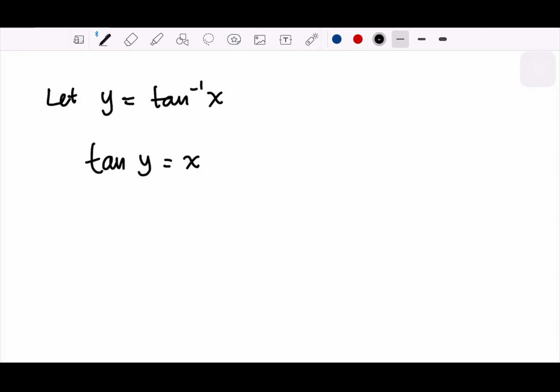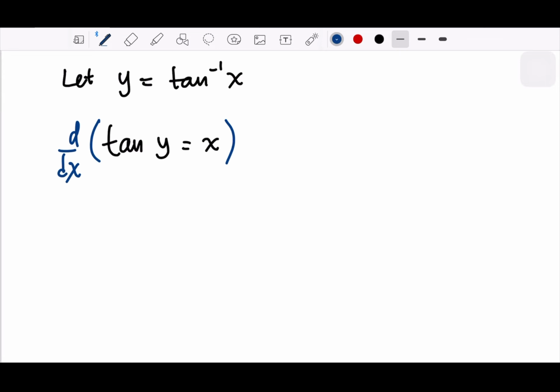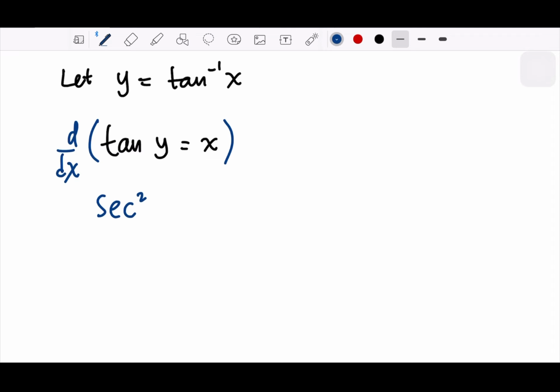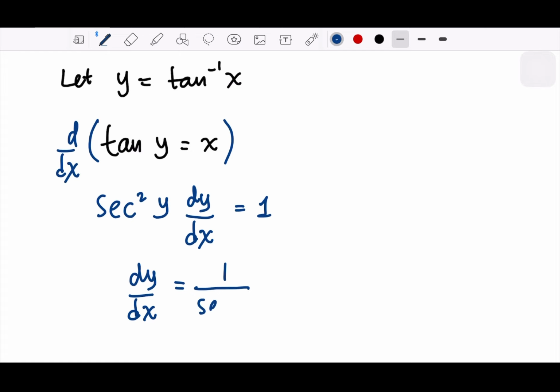Okay. If we set up the implicit differentiation, this tangent will be a secant squared, right? And then multiply with the chain rule, and then equal 1. Or this will be dy over dx equal 1 over secant squared y.